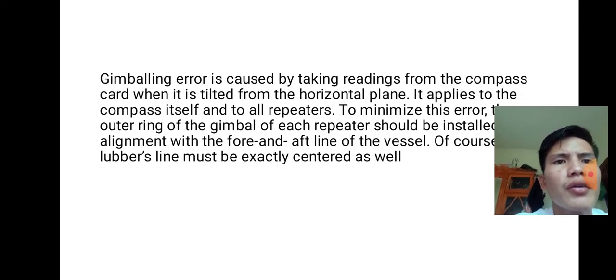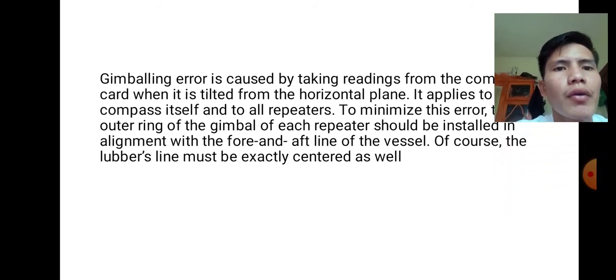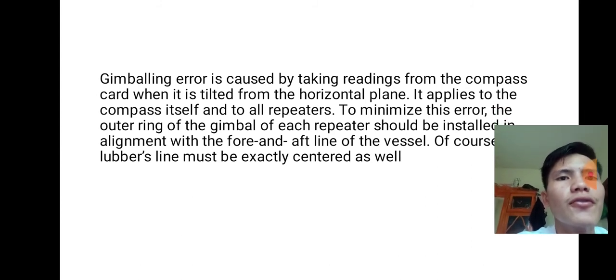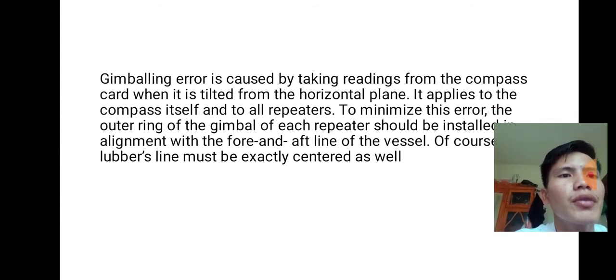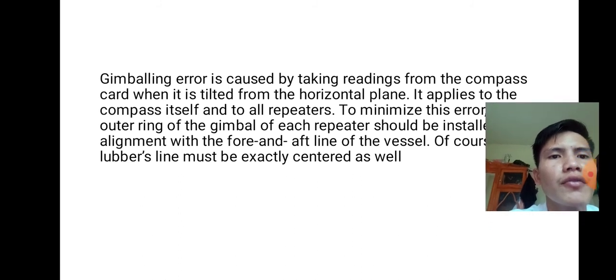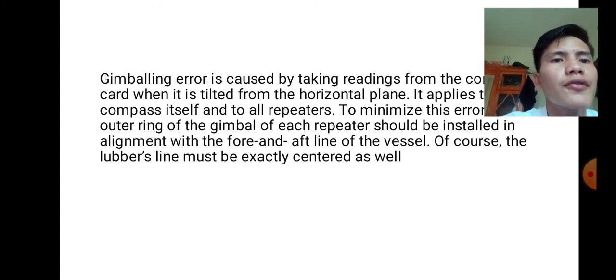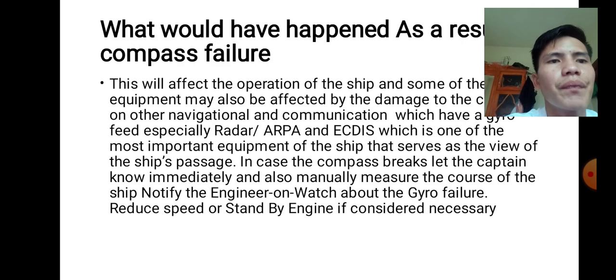So, gimballing error is caused by taking readings from the compass when it is tilted from the horizontal plane. It applies to the compass itself and to all repeaters. To minimize these errors, the outer ring of the gimbal of each repeater should be installed in alignment with the fore and aft line. Of course, the lubber's line must be exactly centered as well.